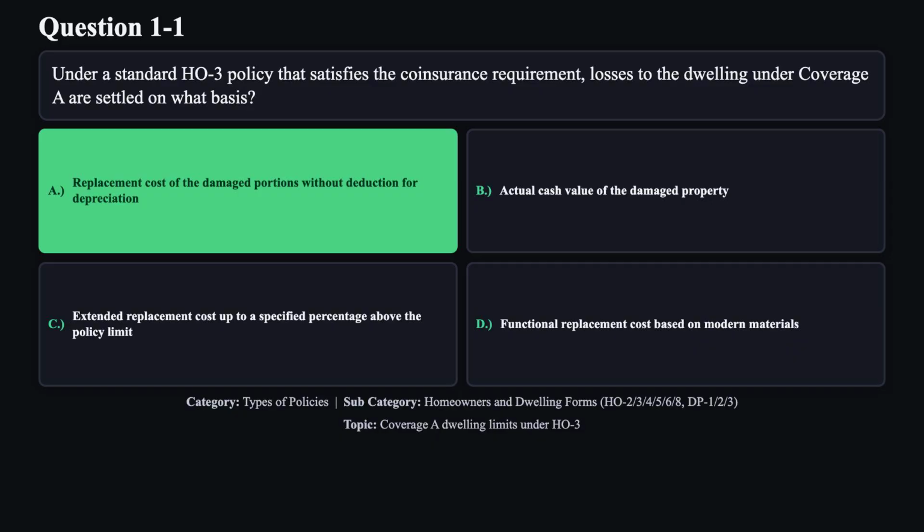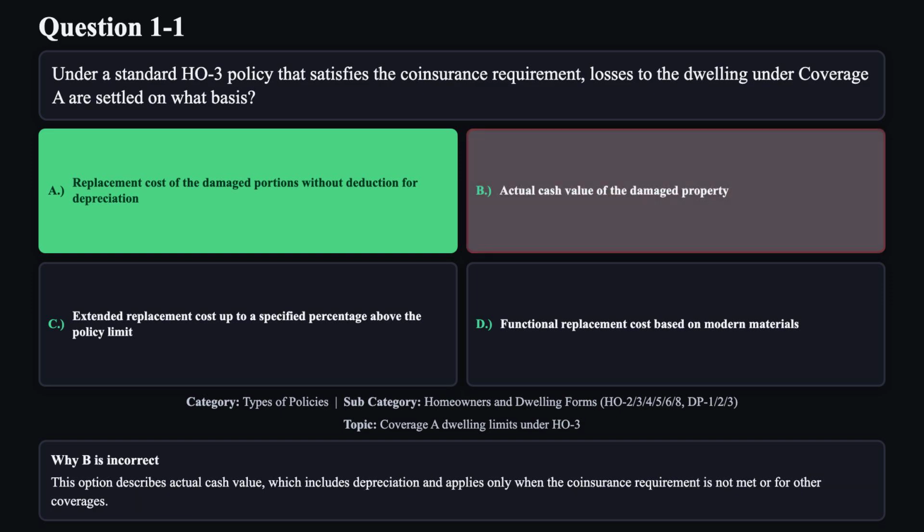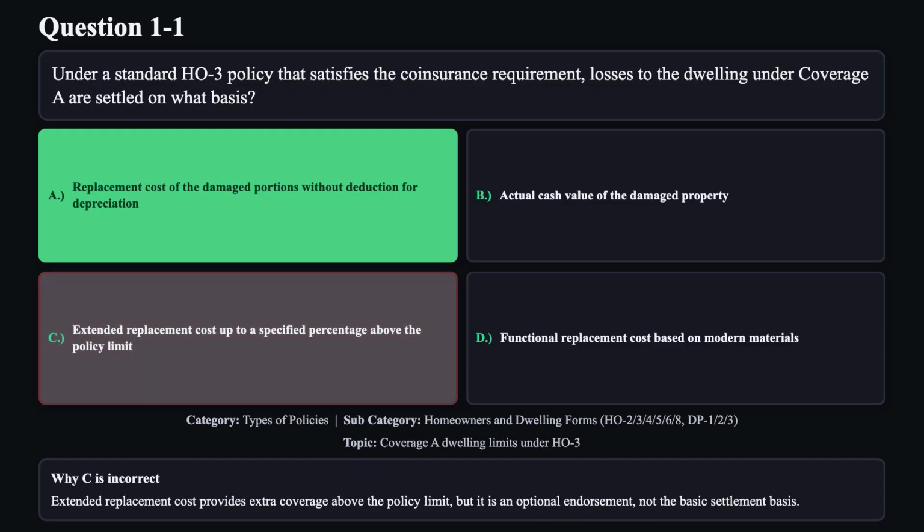The correct answer is A. The correct answer is replacement cost because on an H03 that meets the 80% coinsurance requirement, dwelling losses are paid on a replacement cost basis without depreciation. Reason B is not correct. This option describes actual cash value, which includes depreciation and applies only when the coinsurance requirement is not met or for other coverages.